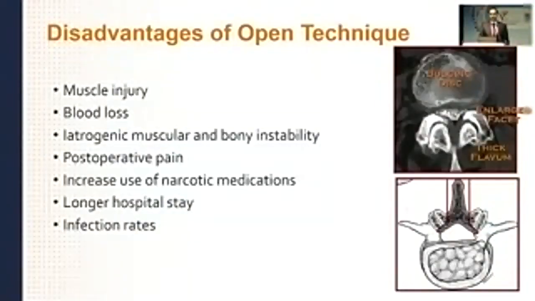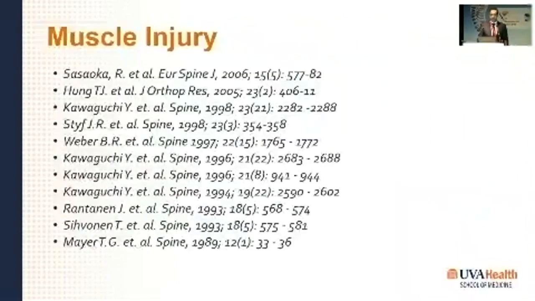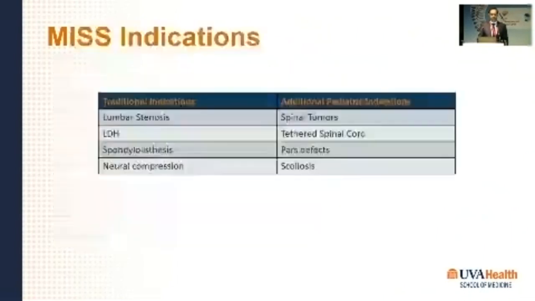Talking about the disadvantages of open techniques, as we all know, muscle injury, blood loss, muscular and bony instability, the role of postoperative pain, increased narcotic medications, longer hospital stay, and infection rates have all been described in the literature. These are just a sample of reports in the literature describing muscle injury, even leading to decreased cross-sectional areas of the paraspinal muscles. And I think, after a while, that does have some effect, certainly with recovery, as well as with repeat surgeries.